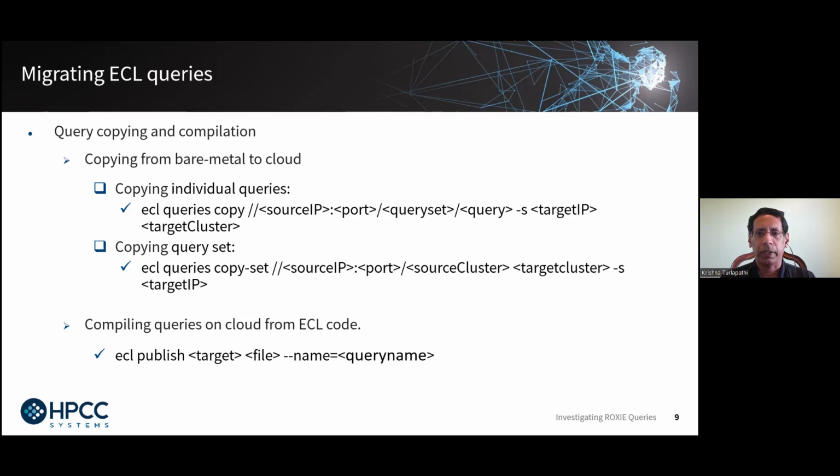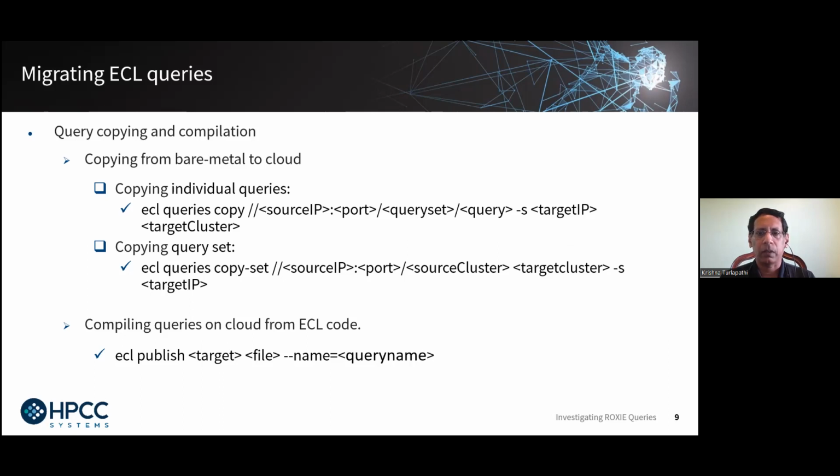Let's start with copying existing queries to the HPCC system in the cloud from either another cluster in cloud or from a bare metal system. To get your queries to the cloud environment, you can either copy individual queries or copy the entire query set. If you're copying existing queries from a bare metal or another cluster to your cloud environment, make sure you're running same or compatible versions of the HPCC platform on both the environment. Otherwise, you will have to recompile your queries on the cloud environment.